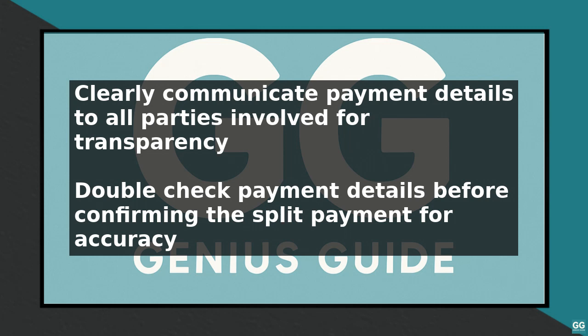Another best practice is to double-check the payment details before confirming the split payment. This includes the recipient's email address or mobile number, the amount, and the number of people you're splitting the payment with. It's also a good idea to set a deadline for the payment, so everyone knows when they need to send their share. You can do this by adding a note to the payment, or by following up with the other parties involved.